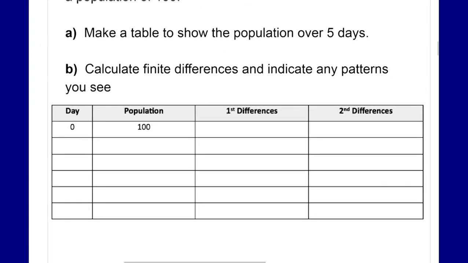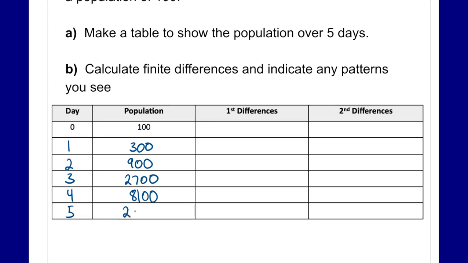Right, so day 0, there's 100. Day 1, it said it triples, so after a day it goes to 300. Day 2, 300 triples, so now we're at 900. Day 3, that triples, so we're at 2,700. That triples again on day 4, so now we're at 8,100, and then that triples for day 5, so 24,300. That's the population after 5 days.